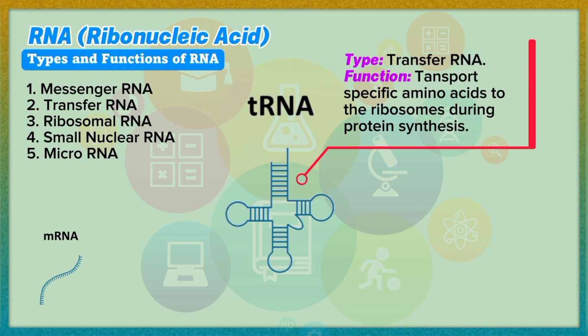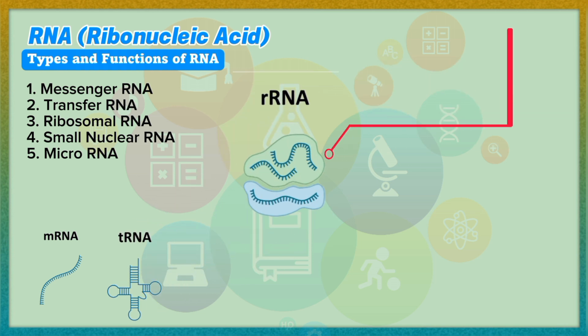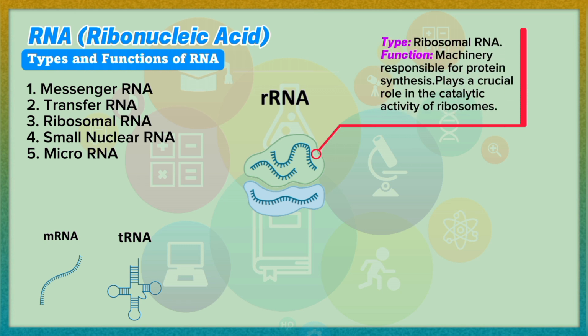tRNA molecules transport specific amino acids to the ribosomes during protein synthesis. They recognize the codons on mRNA and ensure the incorporation of the correct amino acid into the growing polypeptide chain. Ribosomal RNA is a major component of ribosomes, the cellular machinery responsible for protein synthesis. It plays a crucial role in the catalytic activity of ribosomes.